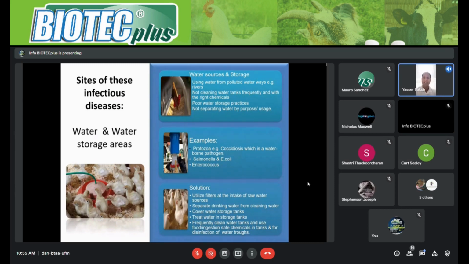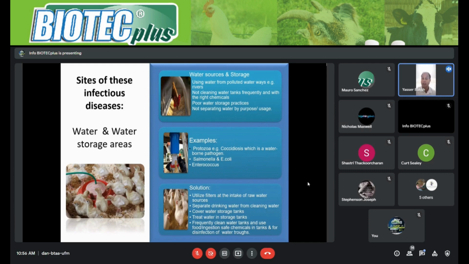Importance is you understanding how to improve your systems in your farm, how to negate all of these parasites and the pathogens, and so having a better output in your farm. So the examples of the poor water storage, poor water applications is the protozoan that you would find in the water, coccidiosis, which is a waterborne pathogen, salmonella and E. coli, as we mentioned before, we find in the grain as well, and enterococcus, right?